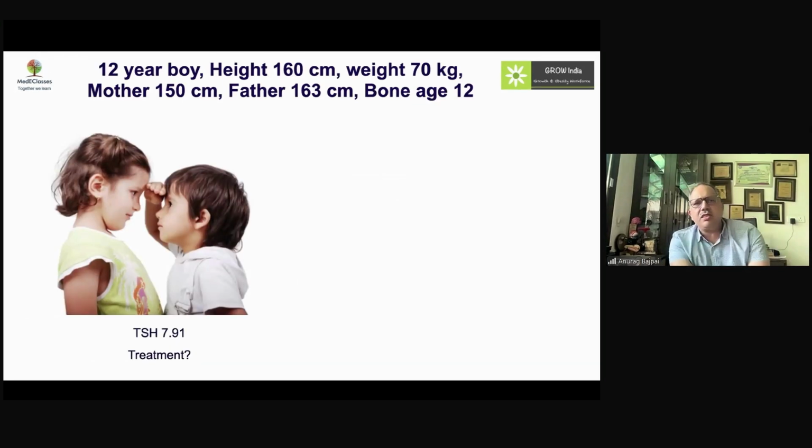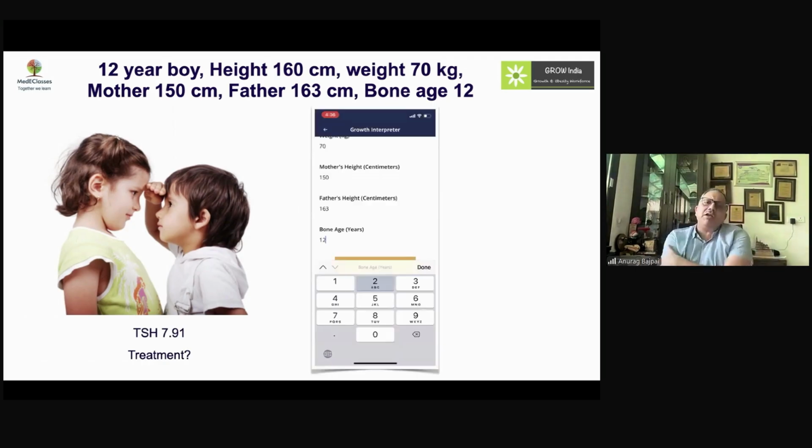As was there in this case, this 12-year-old boy presented to us with obesity. He was reasonably tall, as were the parents, and the bone age was appropriate. The TSH was mildly elevated and he was advised treatment. This is a similar case I talked about earlier, and this is a very common presentation and referral.